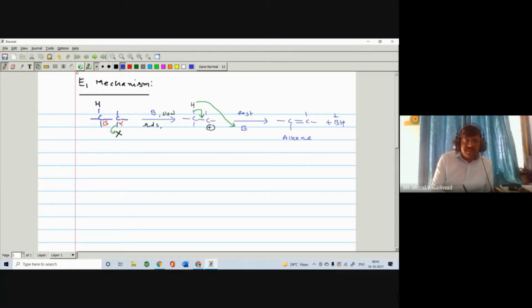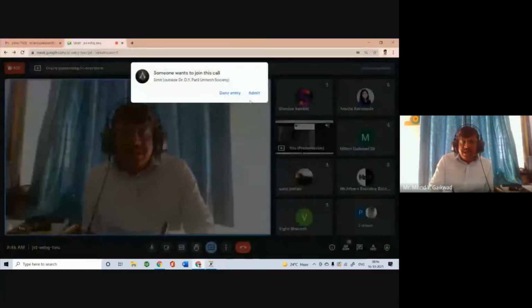So first is the substrate compound, that is the alkyl halide. Then it is your carbocation intermediate. The carbon having the positive charge is the carbocation, and you can get the corresponding alkene. So it is a two-step process. The first step is the formation of carbocation, and the second step is abstraction of a proton by the base, and you can get the corresponding alkene. So it is the E1 mechanism of 1,2 elimination reaction.